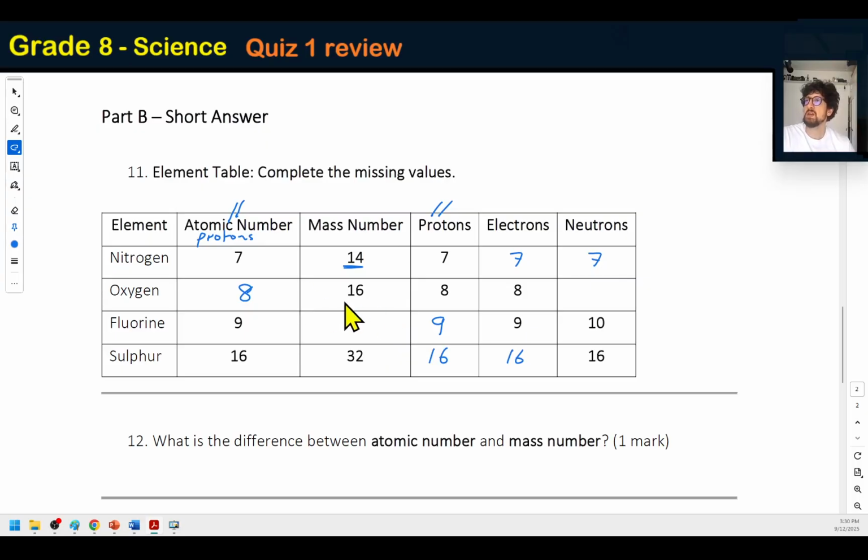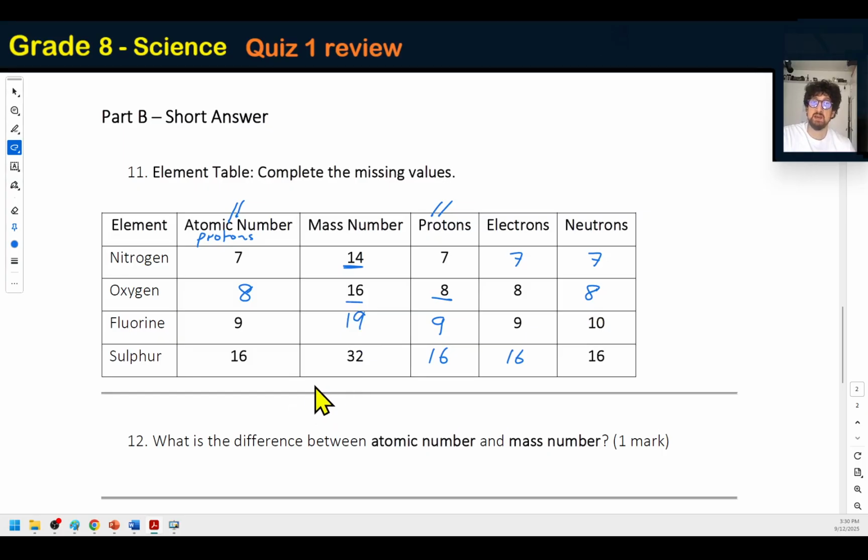What about this one here? That's 16, so it must have 8 protons and 8 neutrons because 8 and 8 equals 16. What about fluorine? Let's have a look. So fluorine has 9 protons, and it has 10 neutrons. So that means the mass number is going to be 10 plus 9, which is 19. Okay, and that's it. We're done.